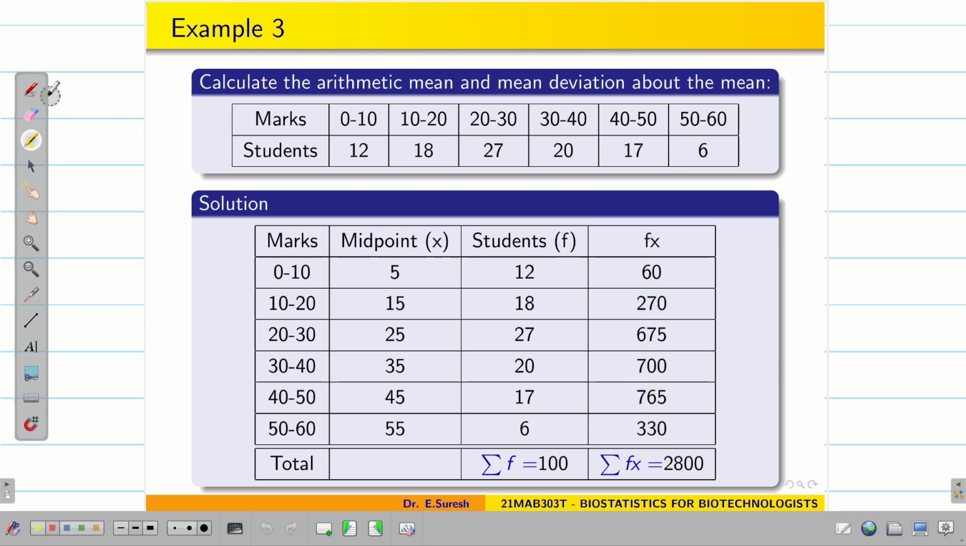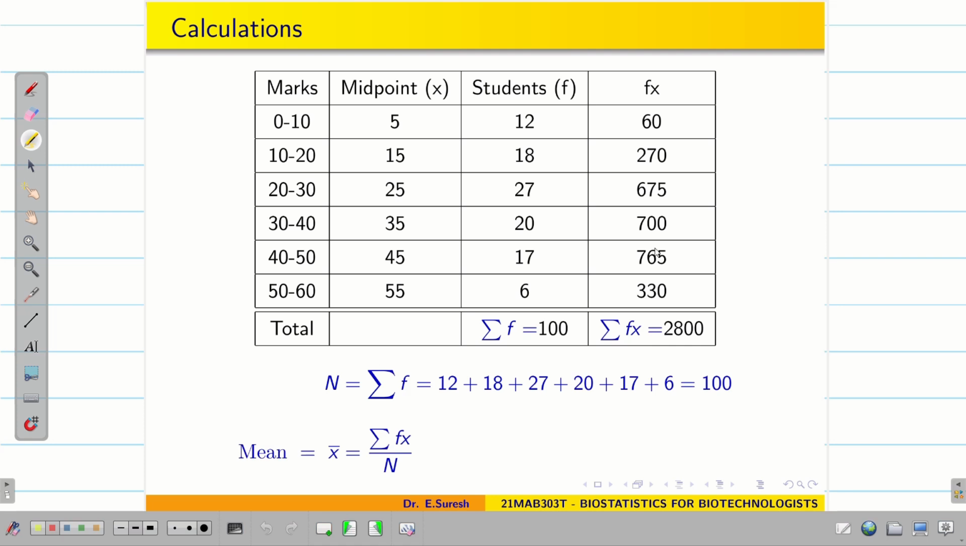So the only difference between continuous and discrete is that in continuous, intervals are given and the corresponding midpoint I have to find. In discrete, x will be given directly. Now just write the mean formula, that is x bar is equal to summation fx by N. 2800 divided by 100, it is going to be 28.